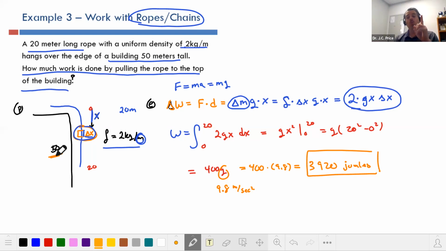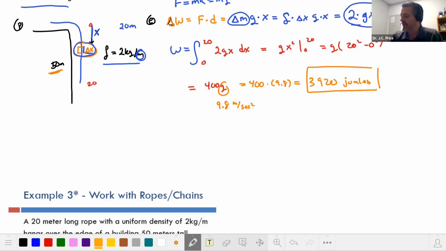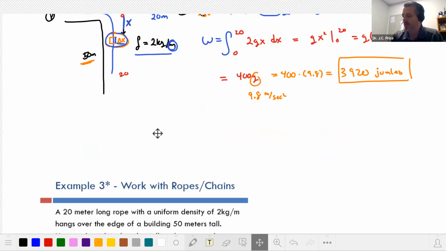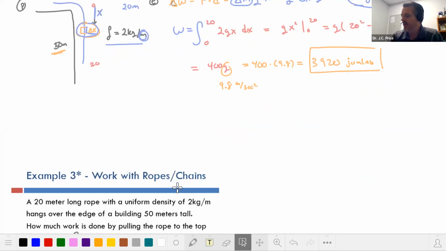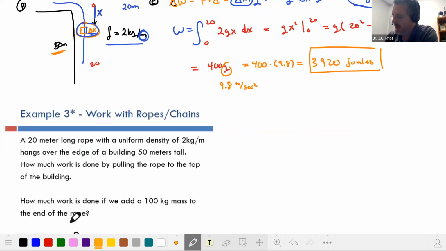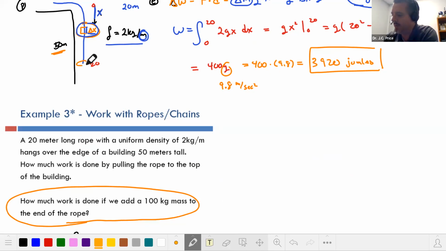All right, so that's actually part one to this problem. There's a second part, and the second part says what would happen if we attached a bucket? How much work is done if we add a 100 kilogram mass to the end of the rope? So the idea is you add a little bucket here, and it has 100 kilograms. And so how do we find the work? At first it seems like it might be kind of tricky, but it actually turns out to be pretty easy.